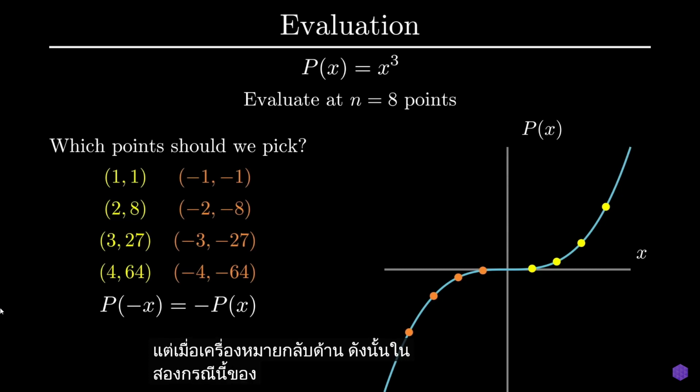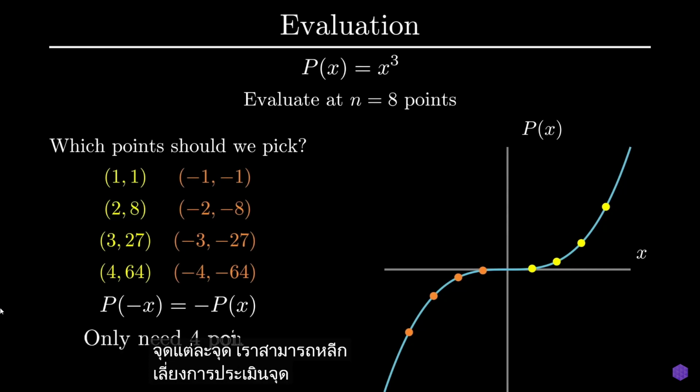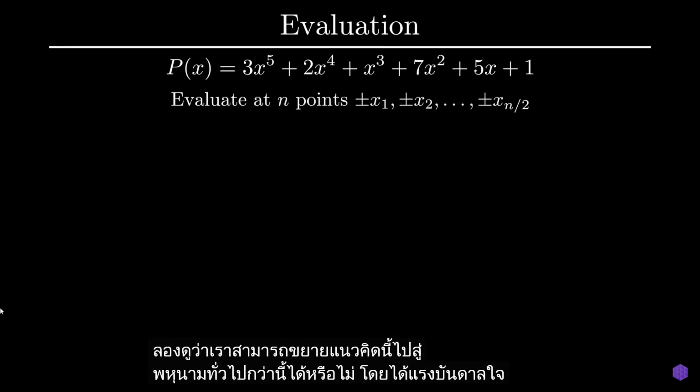So in these two cases of odd and even degree single-term polynomials, instead of evaluating 8 individual points, we can actually get away with evaluating exactly 4 positive points, from which we immediately know the value of the respective negative points. Let's see if we can extend this idea to a more general polynomial.